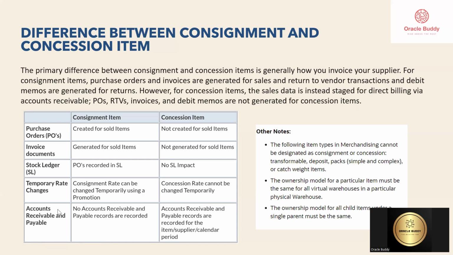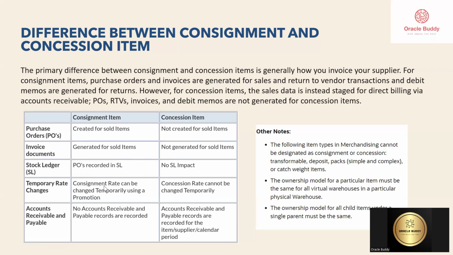So here is the difference between the consignment and concession. Purchase order: for consignment, it is created for sold items. For concession, it is not created for sold items, because concession is just renting the floor space. Invoice document: generated for sold items for consignment. For concession, it is not generated. Stock ledger: as the POs are getting created, POs are recorded in the stock ledger. For concession, there is no stock ledger impact because we are not generating any PO or invoice.